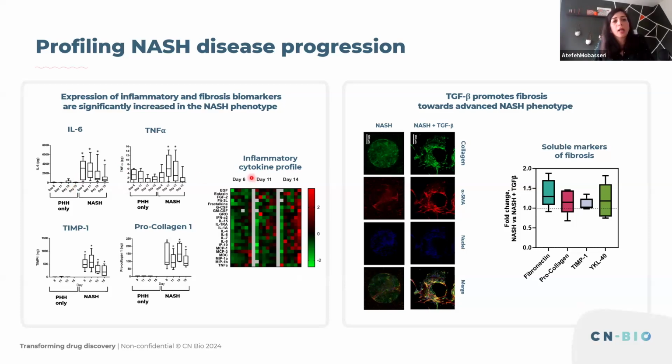Also, if we want to look at the progression of NASH and look at advanced NASH, then we are able to add TGF-beta to promote fibrosis. By this, we can again quantify different soluble biomarkers to show the expression of different fibrosis markers when we add TGF-beta in the system.